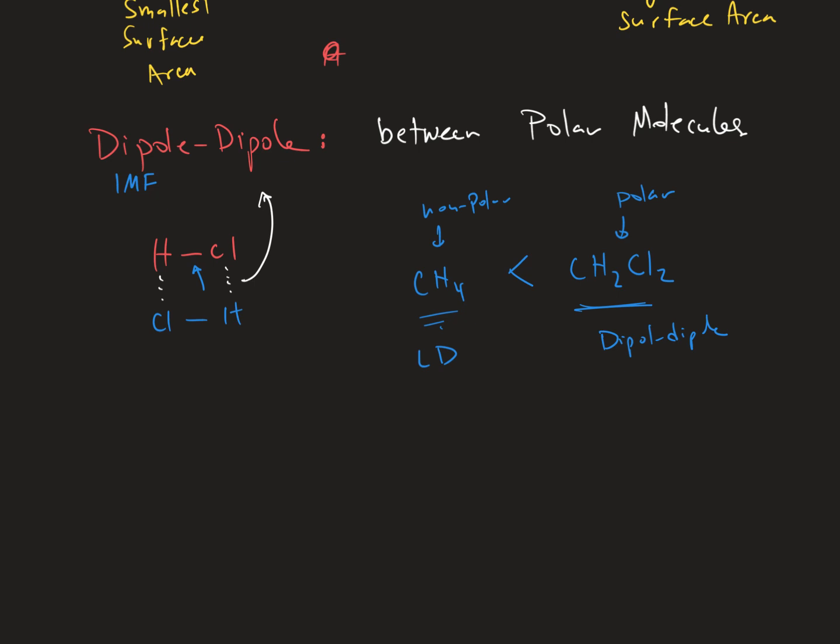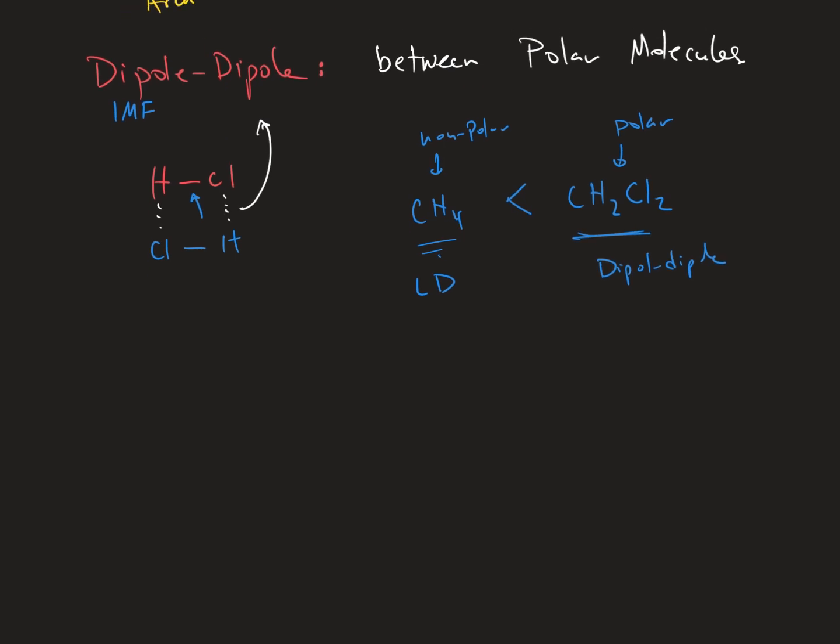So the stronger the intermolecular force, the higher the melting point. The stronger the intermolecular force, the higher the boiling point. If they have the same type of intermolecular force, then you have to check the mass. Then you have to check the size of the structure.